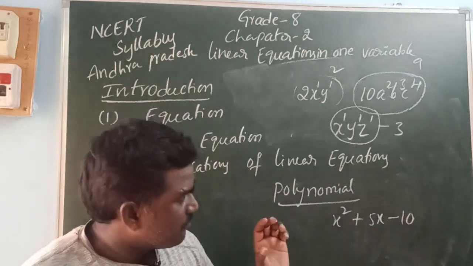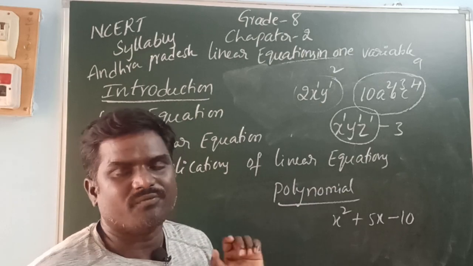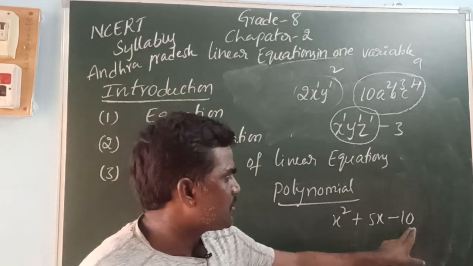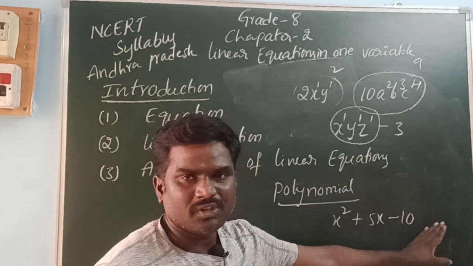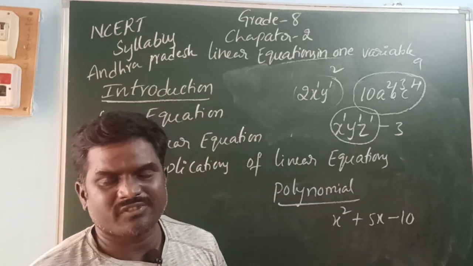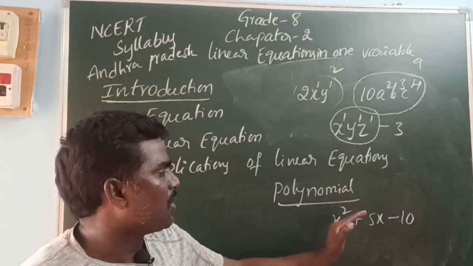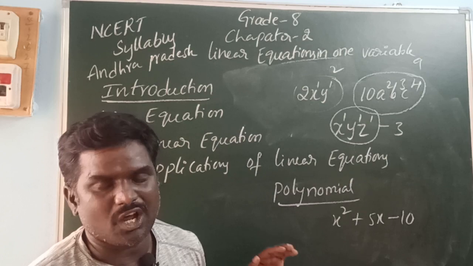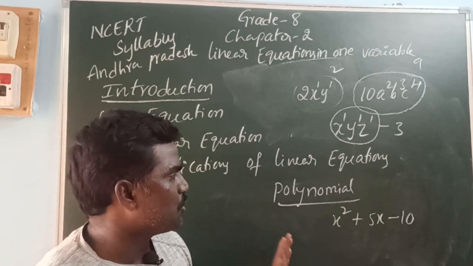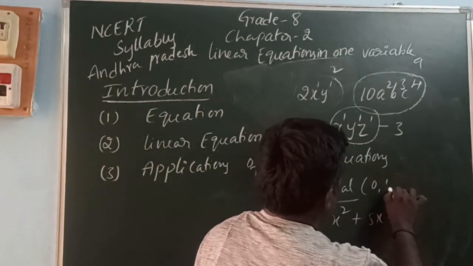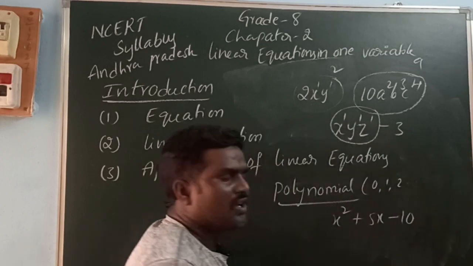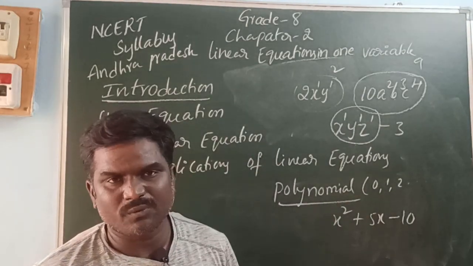0. Why? Degree means what? The power of variable is called degree. Here there is no variable. Its degree is 0. Okay, so the degrees of terms of an algebraic expression are non-negative integers. Non-negative integers are what? 0, 1, 2, 3, and so on. Okay, that algebraic expression is called what? Polynomial.